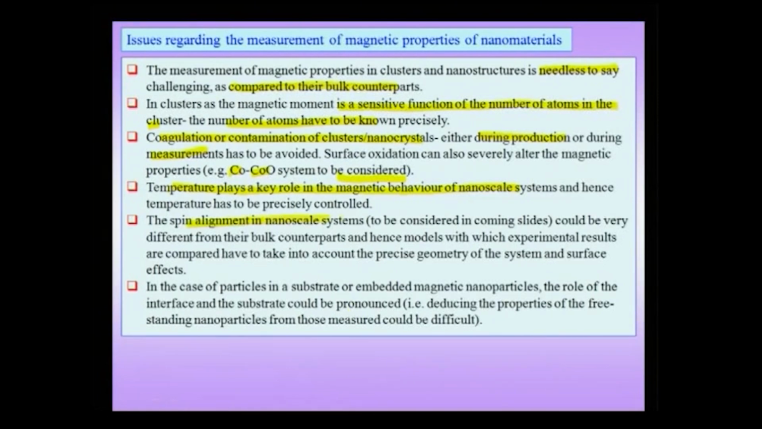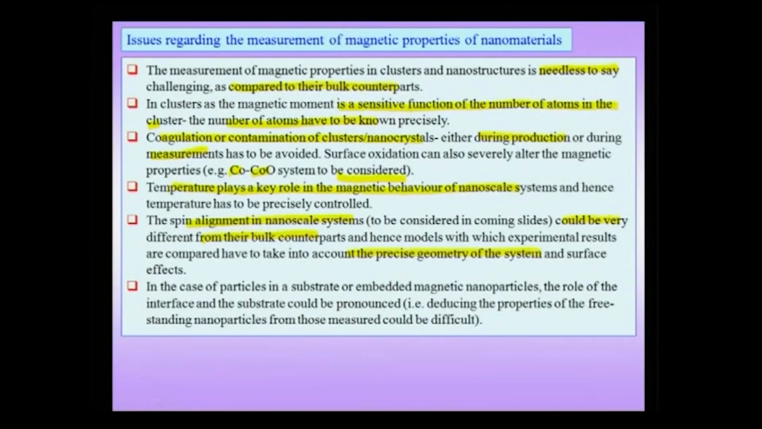The spin alignment in nanoscale systems, which we will consider in detail in the coming slides, could be very different from their bulk counterparts, and hence when you try to back calculate using a model or use a model to understand experiments, then the precise geometry of the system and the spins orientation therein has to be taken into account.